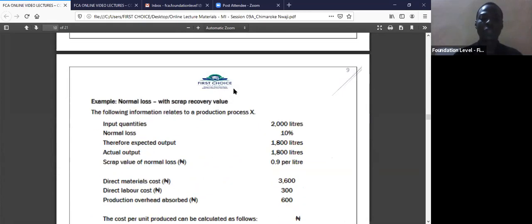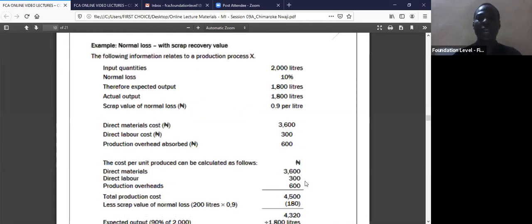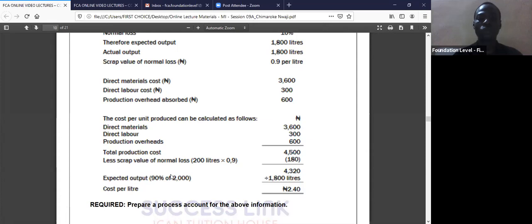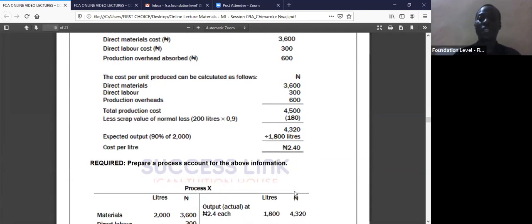Using the same example here, there is a recovery value of 0.9 naira per liter. And you find out that since we have 200 liters that were lost, but it is recoverable, we recover those losses at 0.9 naira per liter, which gives us 180. So when we less 180 from 4,500, you now see that the good output is not bearing the whole brunt of 4,500. It is now reduced to 4,320. So you now see that it has reduced to 2.4 instead of 2.5. So it has eased it.